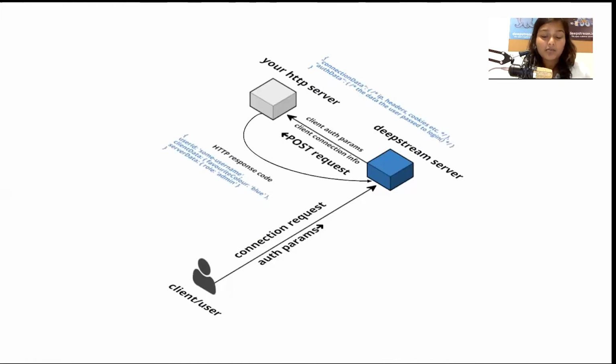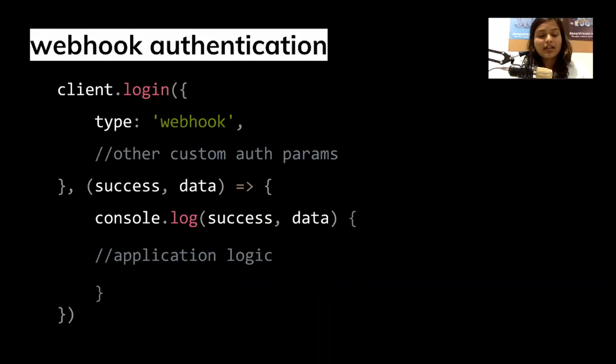Now, in Deepstream Hub, you have only 200 as a status code which is accepted as success by the Deepstream server, and any other response code basically means that you have denied access to that particular user. So if you have accepted, Deepstream server basically lets the client in, right? So what exactly happens on the client side is we call the login method on the client and say type is webhook, since we're using webhook.